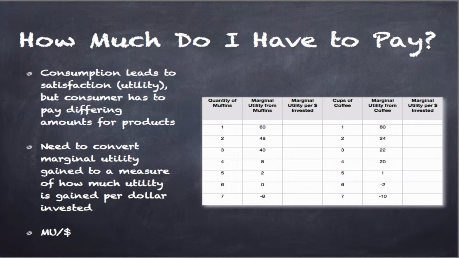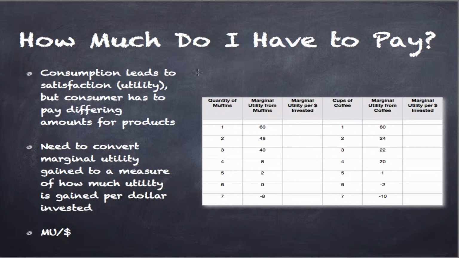And very simply, we're literally going to take the marginal utility that we calculated before per muffin or per cup of coffee and divide it by that coffee's price or that muffin's price. And that then is going to allow us to look at our budget in terms of allocating dollars to the products that give us the most marginal utility per dollar invested. It's real simple to do.